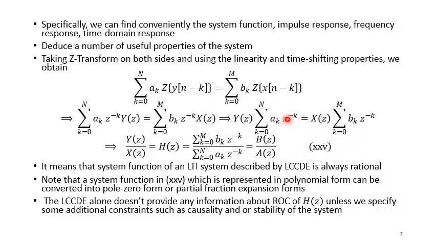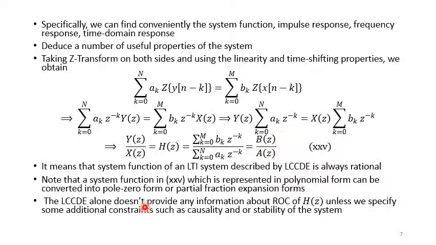So you understand the system response is basically output by input. So Y(z) divided by X(z) is basically H(z). So H(z) equals this. That means this thing is multiplied on this side, so if I bring it to this side, it will be divided. So we can say H(z) equals summation k running from 0 up to M, b_k z^(-k), over this one. So it means that the system function of an LTI system described by a linear constant coefficient difference equation is always rational.